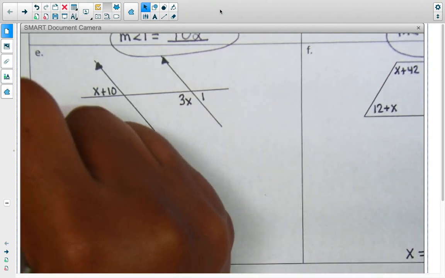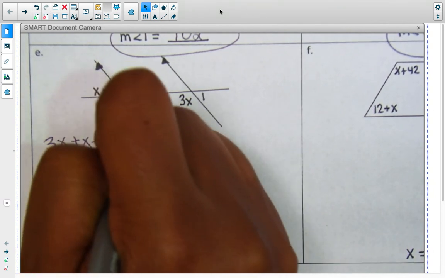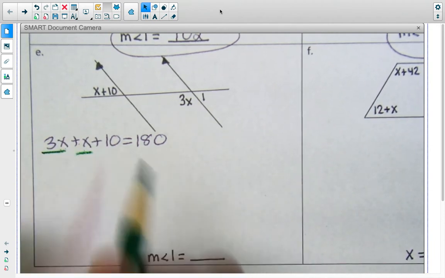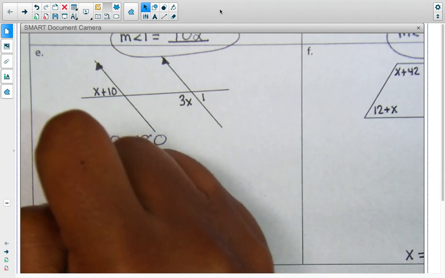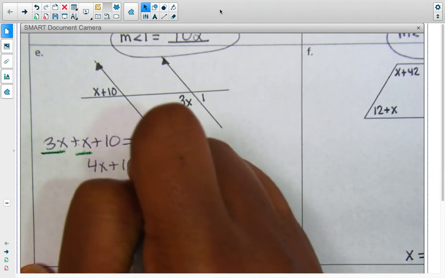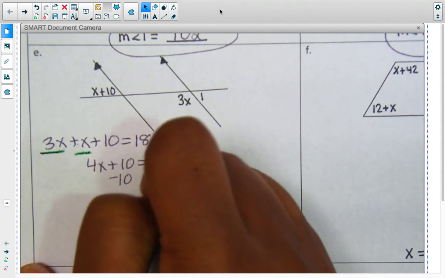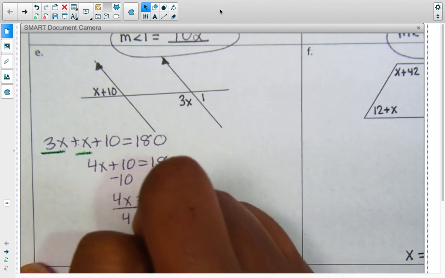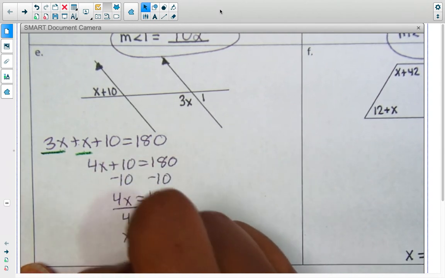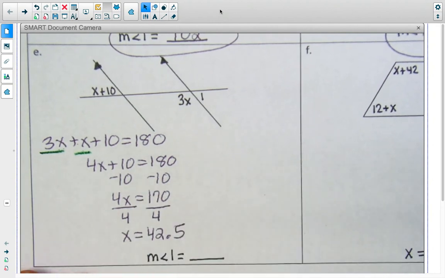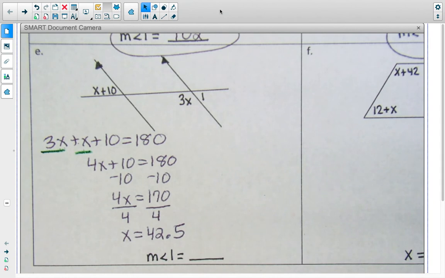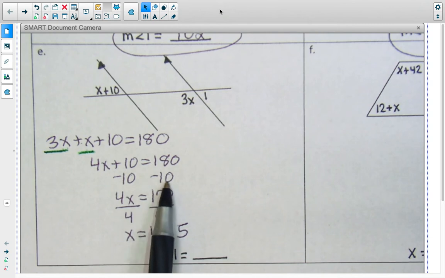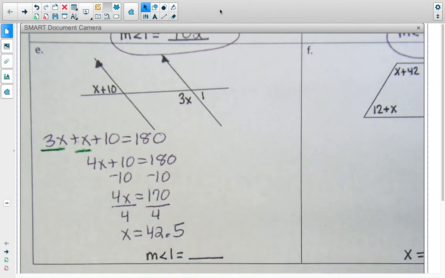So we have 3x plus x plus 10 equals 180 degrees. Combine like terms, x's with x's, numbers with numbers. So I'm just going through and solving this equation. Feel free to pause and solve your equations as we go over to make sure you're good to go. Divide by 4. And I got that x is equal to 42 and a half. So nothing's wrong with a decimal or fraction or anything like that. So we put our like terms together. Opposite of a plus 10 is to subtract 10 from both sides. Opposite of multiplying by 4 is to divide by 4.